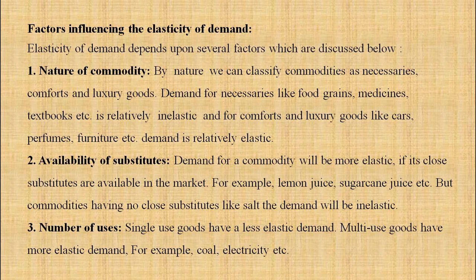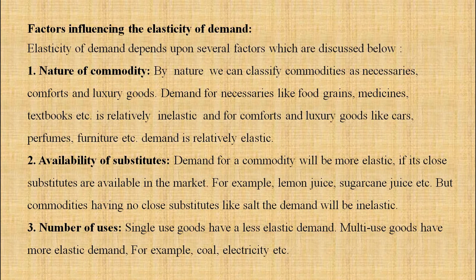And when the substitute is not available, then demand is inelastic. For example, demand for salt. Demand for salt is relatively inelastic because for the salt there is no other substitute. So this is the second point. Third point, number of uses. Single use goods have an inelastic demand and multi-use goods have more elastic demand.